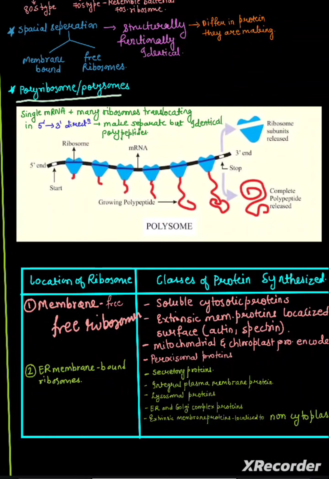Another important term that we will come across is polyribosome. Polyribosome or polysome is basically where you have a single mRNA, as you can see here. This is a single mRNA from 5' to 3' direction. But the single mRNA has many ribosomes that are translocating in 5' to 3' direction. They are basically making separate polypeptides, but identical polypeptides. Ultimately they want to form this particular polypeptide. At a single point of time multiple ribosomes are working in the same direction, forming this particular polypeptide. So that's the thing.